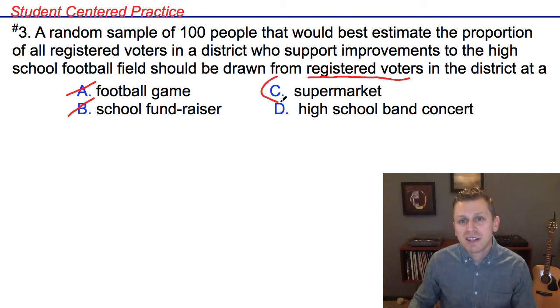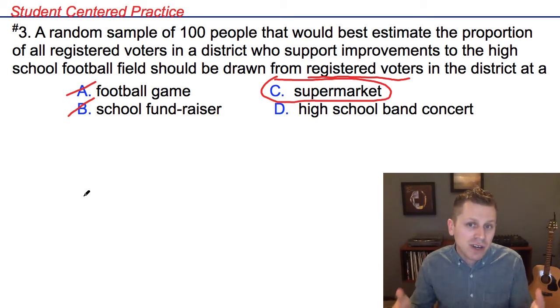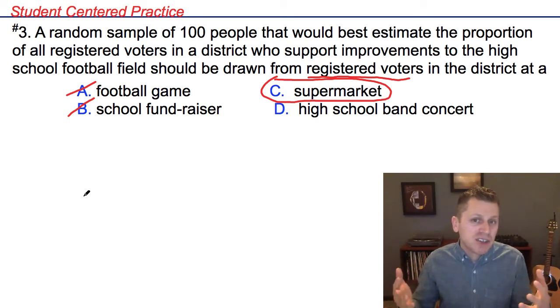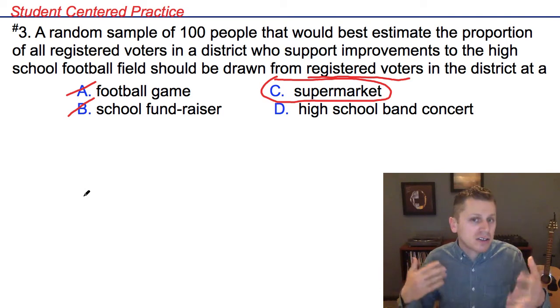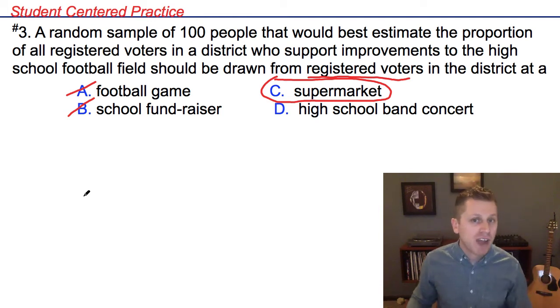A supermarket is always a random place to get a sample. Pretty much everyone has to buy food at a supermarket, with the exception of people that maybe are super rich and they have somebody else buy their food. Everyone has to get groceries, so that's a pretty random place to draw a sample of registered voters.